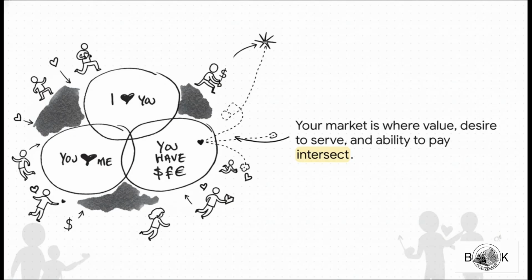And I want to stress this, it is not about reaching everyone. Look at this little diagram. It's brilliant. Your market is that perfect sweet spot where 3 circles overlap. People who truly value what you do, people you actually want to serve, and of course, people who can pay you. You don't need the whole world. You just need more of these specific people than you can actually handle.